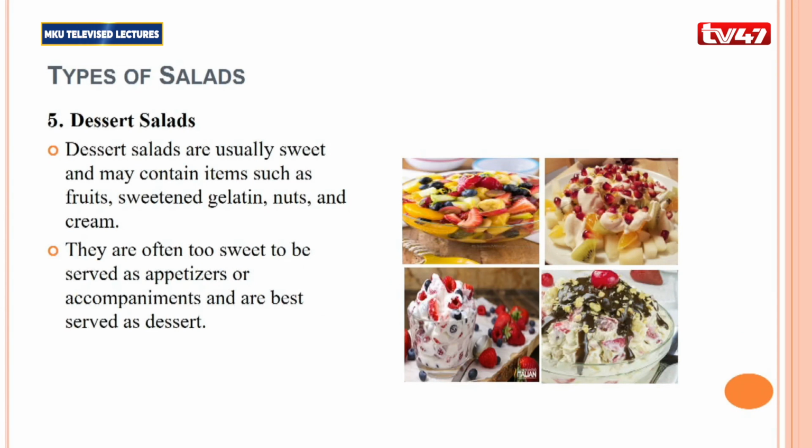Then finally, of the types of salads, we have the dessert salads. And these dessert salads are usually sweet, and they may contain items such as fruits, sweetened gelatin, nuts, and creams. You can see our salads here, they have the fruits. Okay. Others have also been topped with things like ice creams. The nuts are here, you can see them. Okay. And also the fruits, all types of fruits. Okay. They are very sweet.